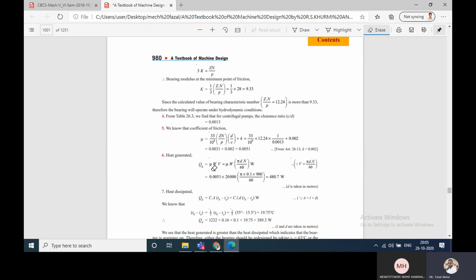Now heat generated equation: mu into W into V. Mu you calculated just now. W is given in the question. V is pi d n by 60. That you calculated, 480 watts.